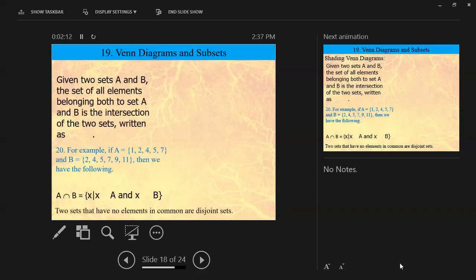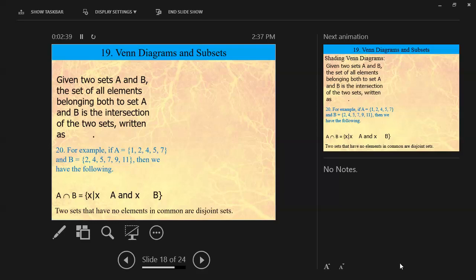Alrighty. Given two sets A and B, the set of all elements belonging to both sets A and B is the intersection. So whatever's common in both sets, that's the intersection. Okay?